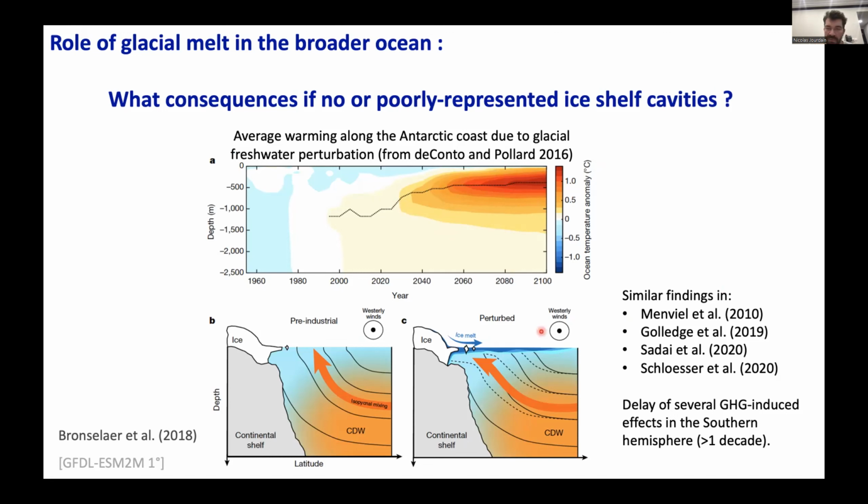And there are different ways to explain this, but the way it is explained in this paper is that the freshwater at the surface will tend to flatten the isopycnals, and because a lot of the mixing in the ocean is along the isopycnals, this will facilitate the mixing of CDW, of circumpolar deep water, towards Antarctica. In this paper, they show that this kind of effect can have climate consequences, and in this case, for example, there is a delay of the air temperature warming of the southern hemisphere by more than 1 decade.